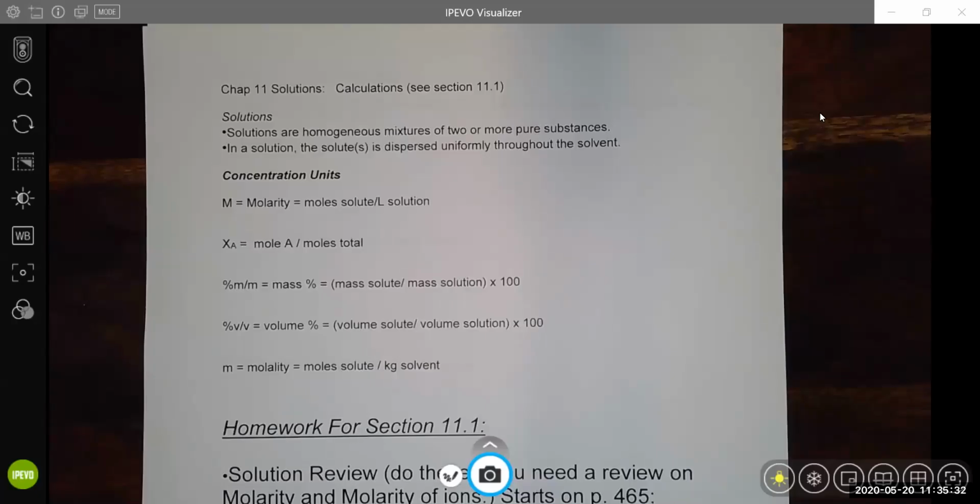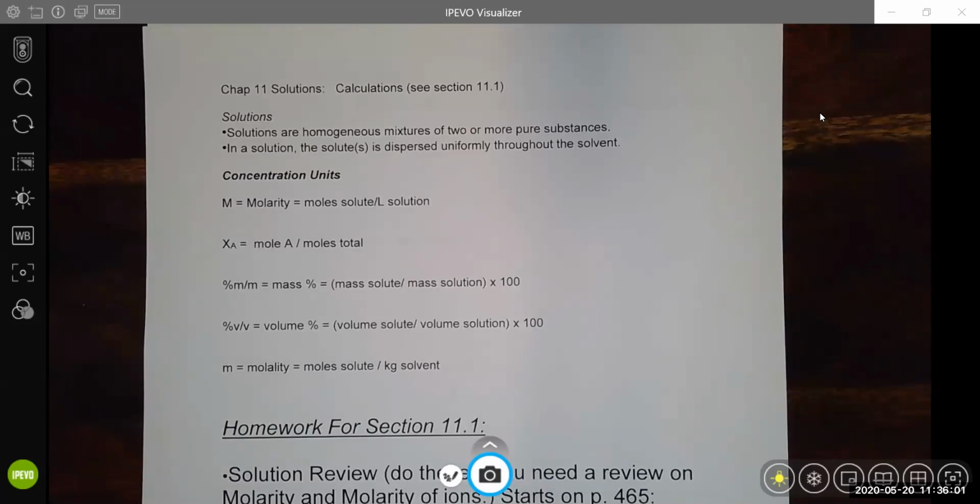Hi everyone, this video is going to be on chapter 11, which is on solutions, and these are the calculations which are found in section 11.1. The whole chapter is about solutions, but they put most, not all, but most of the calculations in the first section. We'll do more calculations later. What this section is about is just going over some different units for concentration of solutions.